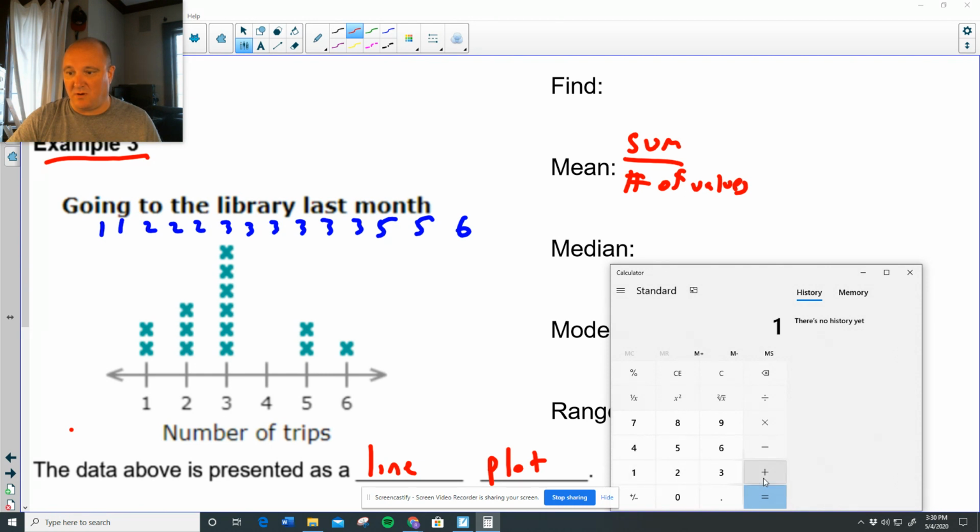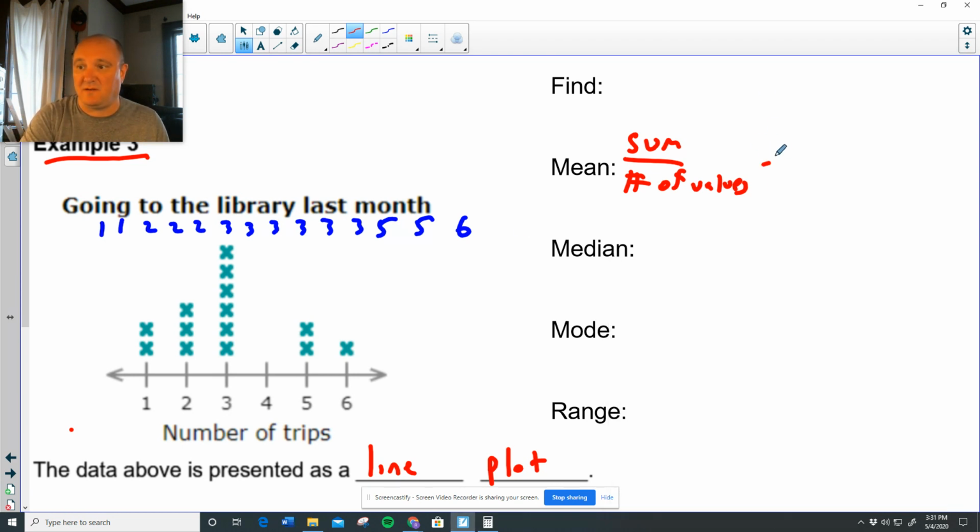So I'm going to go 1 plus 1 plus 2 plus 2 plus 2 plus 3 plus 3 plus 3 plus 3 plus 3 plus 3. Do I have 6 threes there? 1, 2, 3, 4, 5, 6. Yes, I do. Plus 5, plus 5, plus 6. So a lot of numbers there, but I add them all together, and I get that the sum is equal to 42.